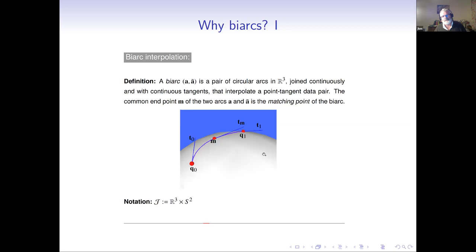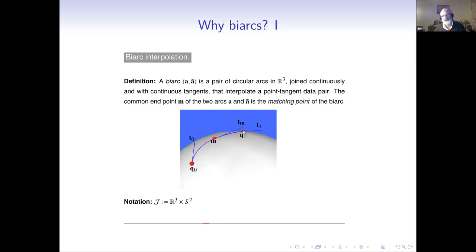The basic data would be a point Q1 and a tangent direction at Q1, and a point Q0 and a tangent direction T0, okay? So two points and two tangents describe a unique sphere. And on the surface of that sphere, you can consider circles that go through this point and are tangent. And then if you pick the radius right, you'll end up going through Q1.